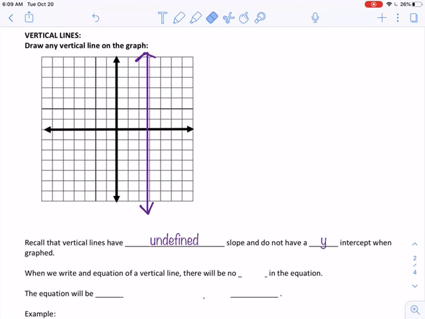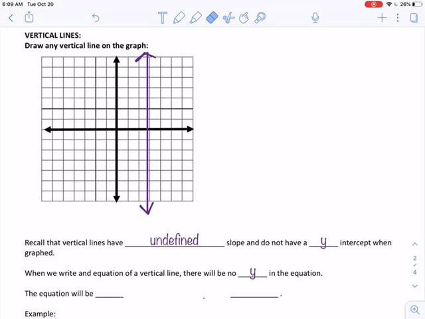Vertical lines do not have a y-intercept. Therefore, when we go to write the equation, we're not going to have a y in the equation. Okay, it runs up and down parallel to that y-axis. It's never going to touch the y-axis. So the equation, when we write them, will not have a y in it.